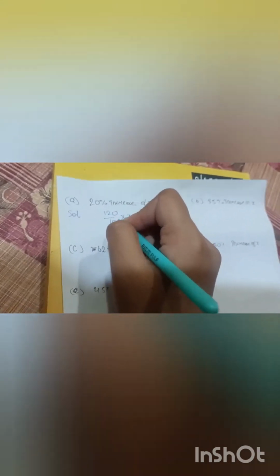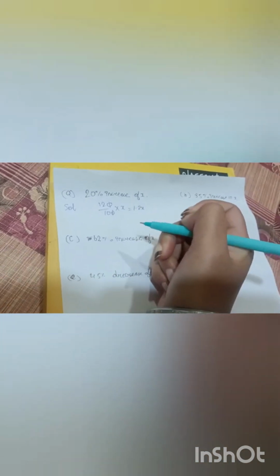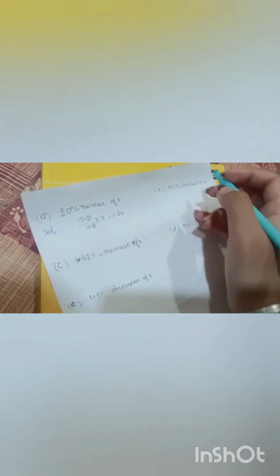Hope you have solved the question. Now I will give you the solution for this. If there is a 20% increase in x, you can do 120 upon 100 into x, so you will get the value 1.2x. Why have I taken 120? You can see that I have added 20 to 100. So you can say it is 120 upon 100 into x.